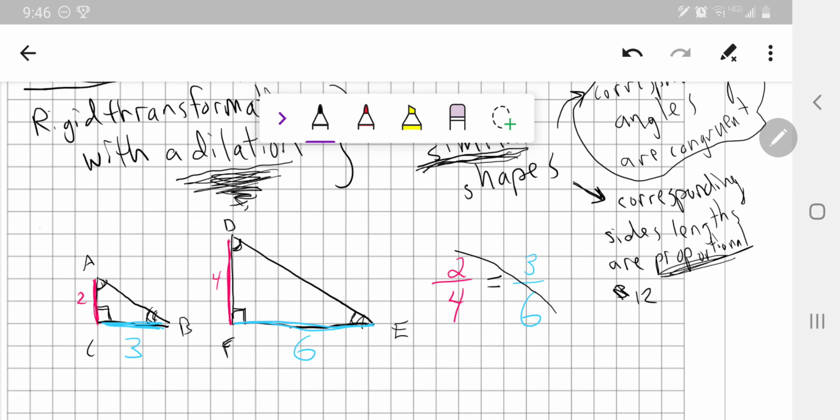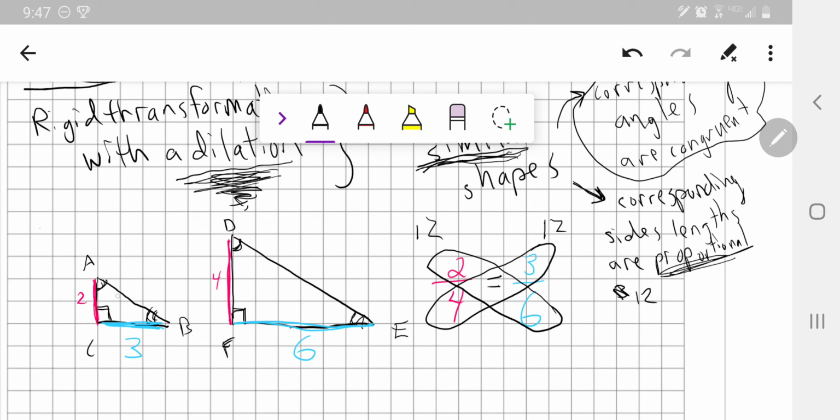Another way to check on ones that aren't this simple is to do our cross products. If fractions are equal, they'll have equal cross products. So 6 times 2 is 12, 4 times 3 is 12, so therefore these are equal. All right, so if corresponding side lengths are proportional and corresponding angles are congruent, we have similar shapes.